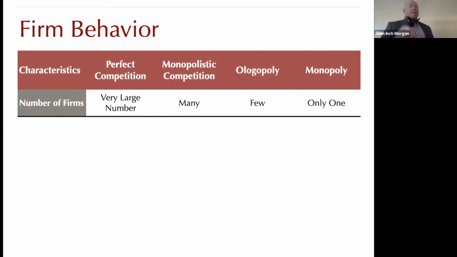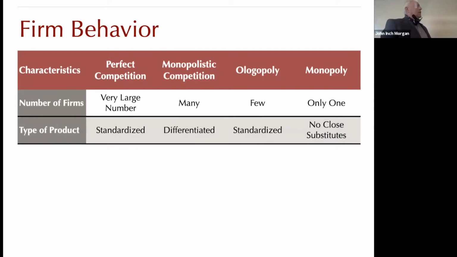Number of firms. With the perfectly competitive, which we're going to focus on today, we have a very large number of competitors. Monopolistically competitive, we have many. There's something that they've done to distinguish themselves, and entry and exit is not going to be as easy. The oligopoly are few, and there's only one monopoly, of course.